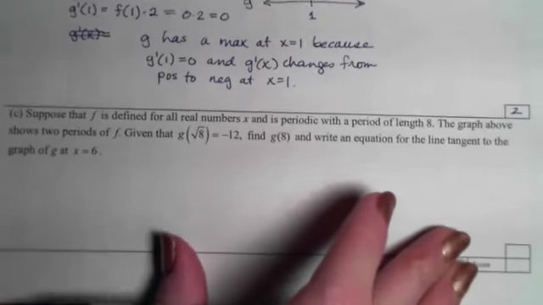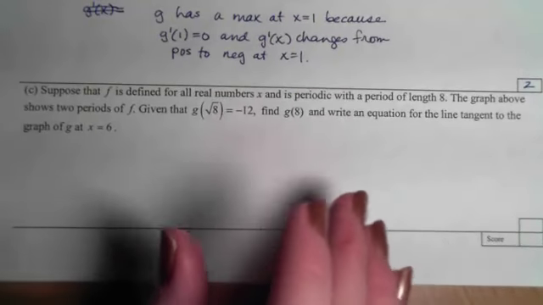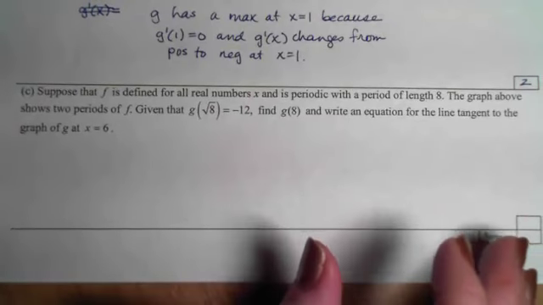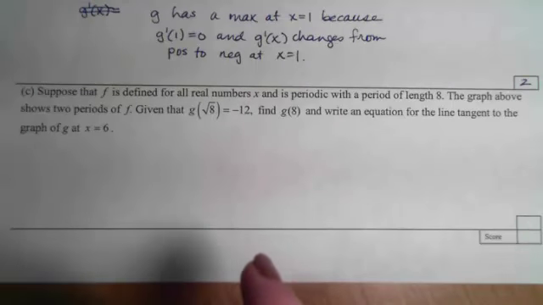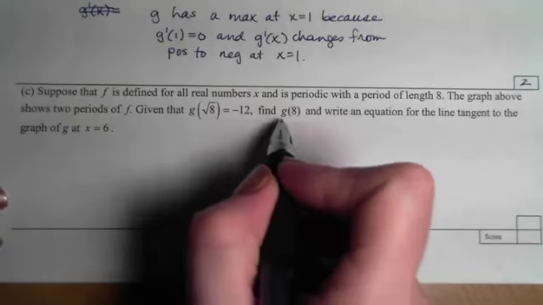Last part, C, says, suppose that f is defined for all real numbers and is periodic with a period of length 8. The graph that we have up above shows 2 periods of f. So given that g of root 8 is negative 12, I want to find g of 8 and then write an equation for the tangent line at g at x equals 6. So this has a lot of stuff built into it.